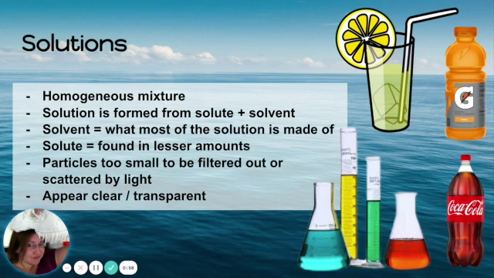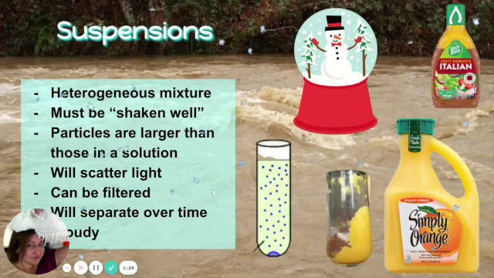Those are things that can get dissolved. The particles in a solution are going to be very small, and in fact, they're going to be too small to be filtered, and they can't be scattered by light either. And that's going to be important in a few minutes when we circle back to the Tyndall Effect. Solutions are going to appear sort of translucent or transparent in color, so they're going to appear sort of clearish, and that's an important distinction for solutions as well.